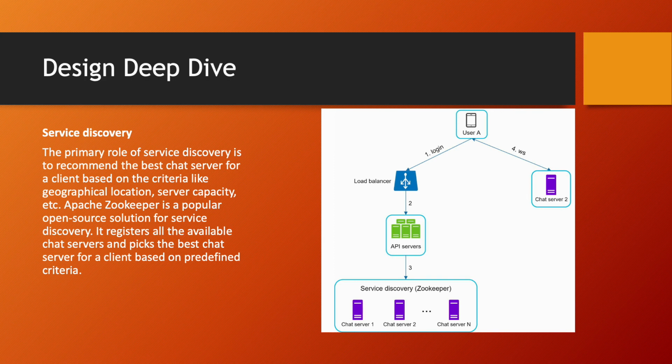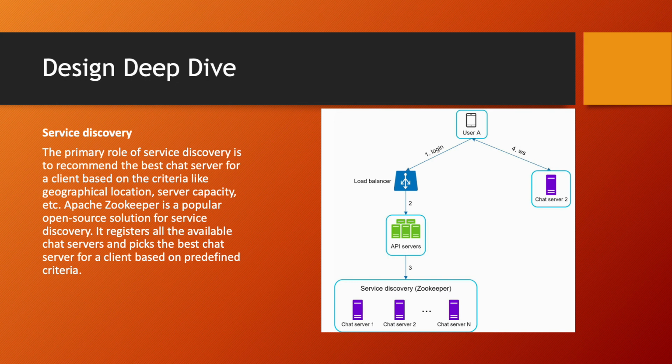Now, let's look at service discovery. The primary role of service discovery is to recommend the best chat server for a client based on criteria like geographical location, server capacity, etc. Apache Zookeeper is a popular open source solution for service discovery. It registers all the available chat servers and picks the best chat server for a client based on predefined criteria. Now, on the right hand side, you can see from the diagram that there's a user A, it logs in, the login flow goes through the API servers, and there's a service discovery layer powered by Zookeeper, and on the right hand side there's a WebSocket which connects to a chat server.